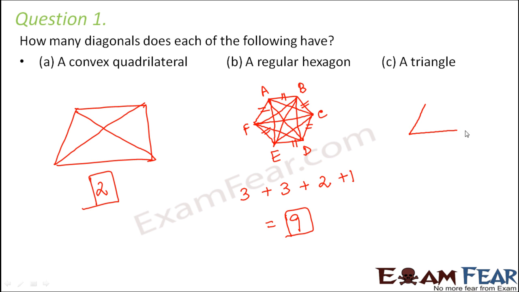A triangle has 3 sides. Let's name this A, B and C. Here we will actually have 0 diagonals. You know why? Because a diagonal is that line segment which joins 2 non-consecutive vertices. But here you don't have any non-consecutive vertices. For A, both B and C are consecutive vertices. Similarly for B, both A and C are consecutive vertices. For C, again, A and B are consecutive vertices. So we really do not have any non-consecutive vertices to be connected by a diagonal. Therefore, the number of diagonals in a triangle is 0.